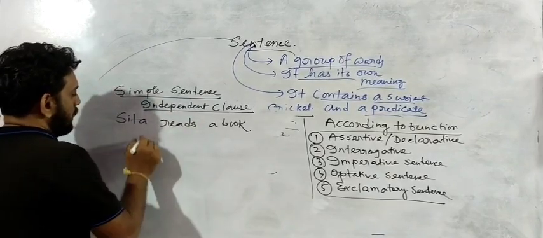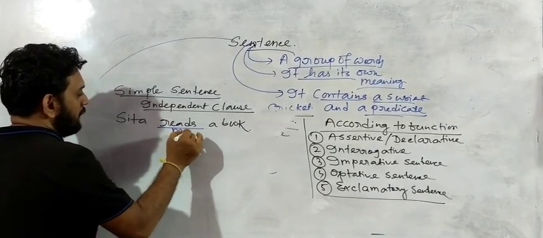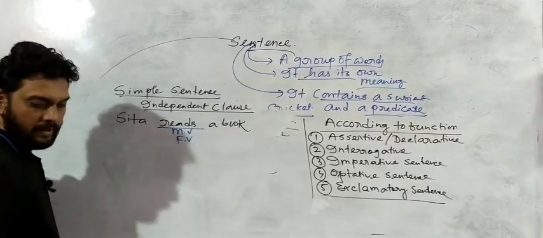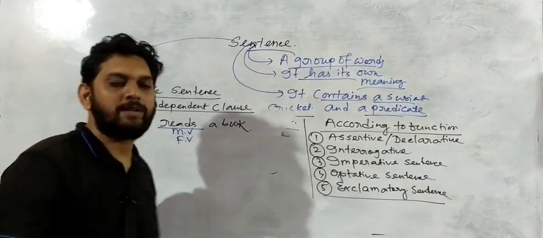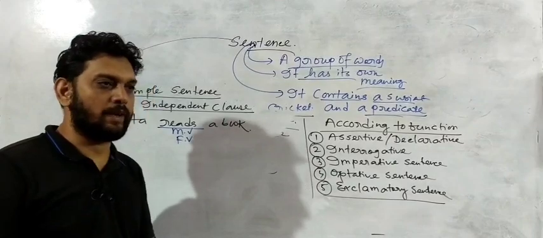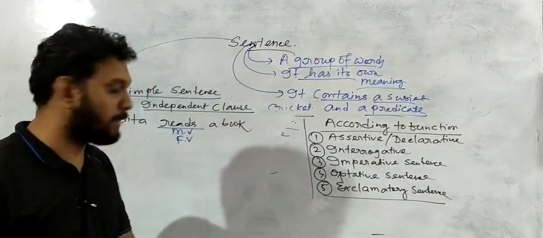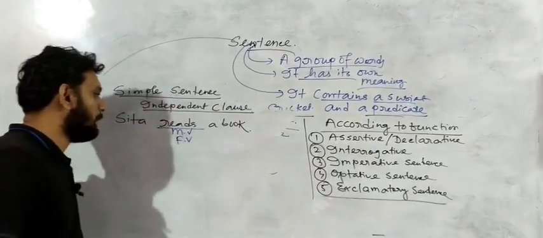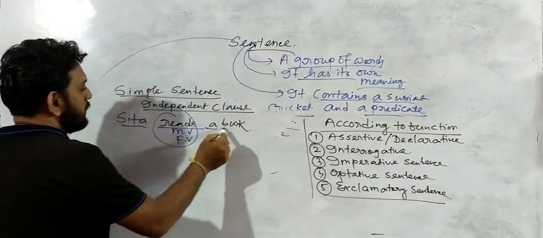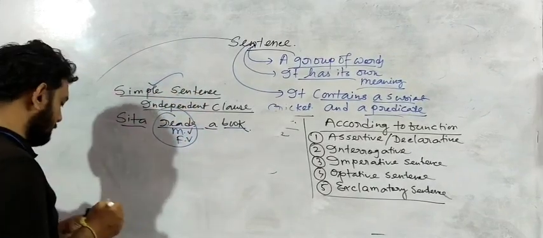Okay, independent clause, and it has only one finite verb. Have you seen? It is called the finite verb or the main verb of the sentence. So a sentence which has only one finite verb or main verb is known as a simple sentence. Here, reads is the finite verb, Shita is the subject, a is a determiner, book is a noun, so it is known as a simple sentence.